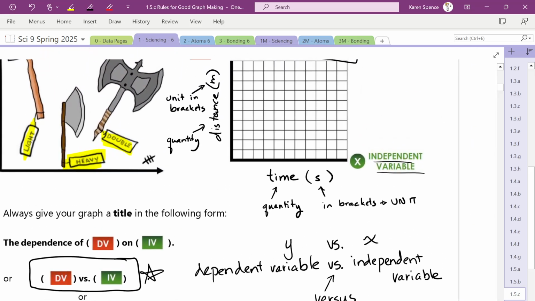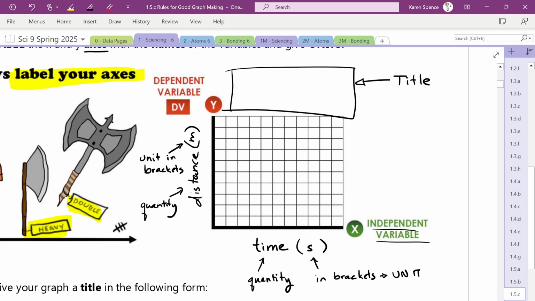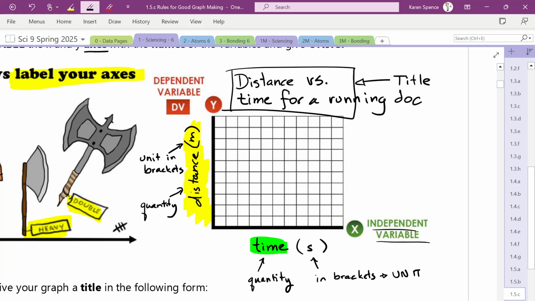But we would never just write y versus x. Instead, we would write, who is our y variable? That one there, we have distance. What do we write next? Versus. And then we have our x variable. So distance versus time. And you could get a little fancy and say for a running dog. But that last little part is optional, okay?